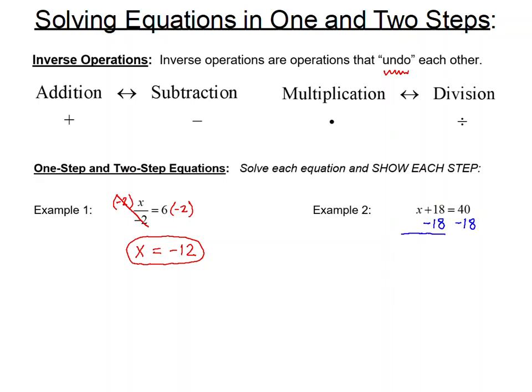I draw one long line to separate my steps, and positive 18 minus 18 would cancel away to nothing, 0, and all that would be left is x. The equal sign, of course, is next, and then 40 minus 18 is 22. So we solved this equation, another one-step equation. Let's look at example 3.